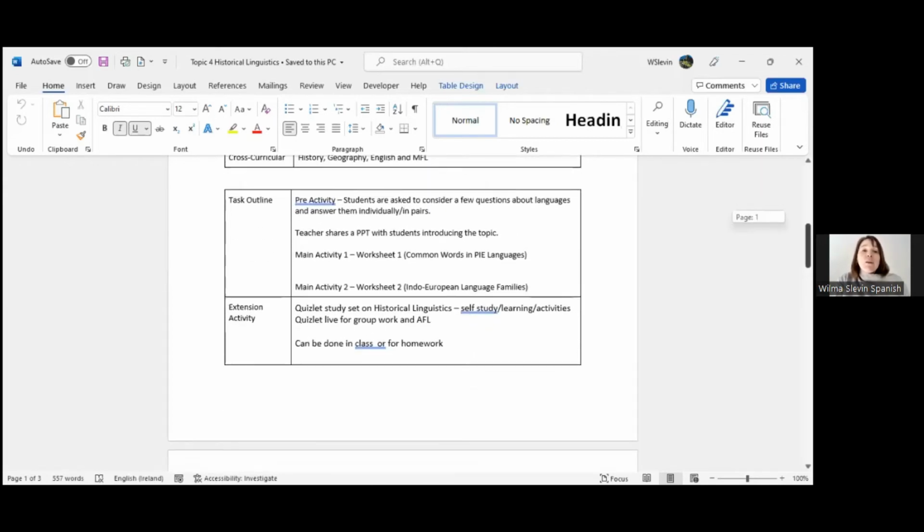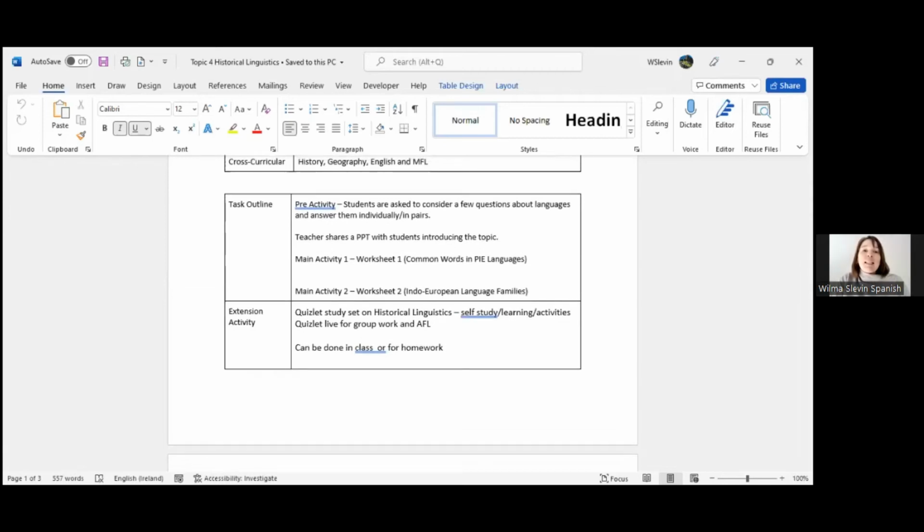So for the first activity, there's going to be basically 3 lessons per module. One of the lessons is more like a linguistics puzzle that we mentioned. But for this first lesson, historical linguistics, I would start off with a pre-activity. In this case it's giving some questions about languages, and then they'll answer them. I am going to show you the PowerPoint in a second, which will go through these. But again, it's just to give you the idea of the outline task.